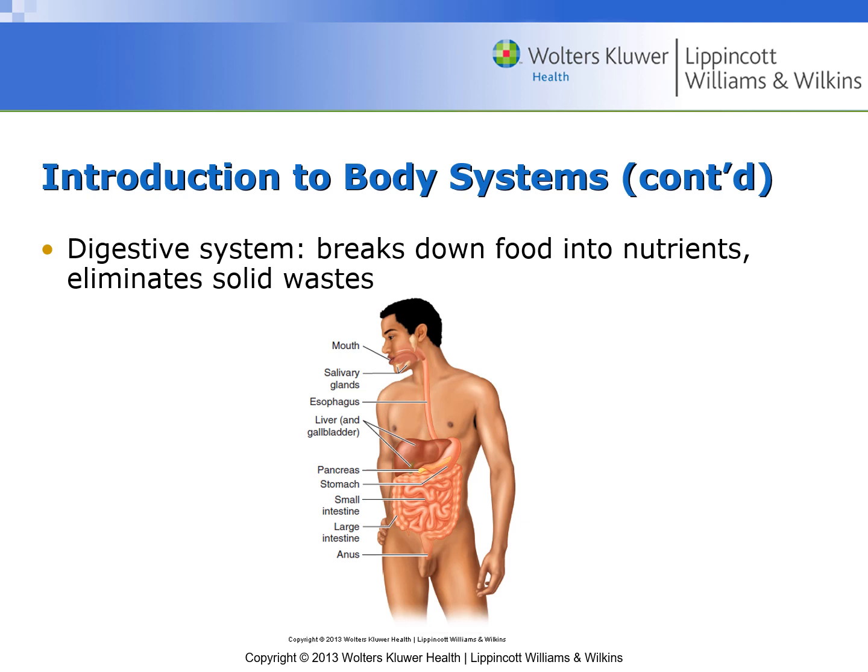The digestive system breaks down food into nutrients and eliminates solid waste. The process of digestion includes breaking down food into usable nutrients, which are then absorbed into the blood for transportation to the cells and tissues. The digestive system also eliminates solid waste.